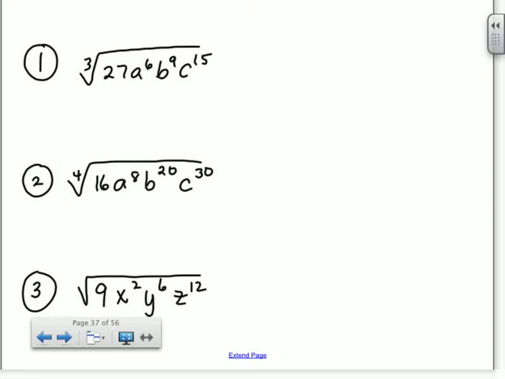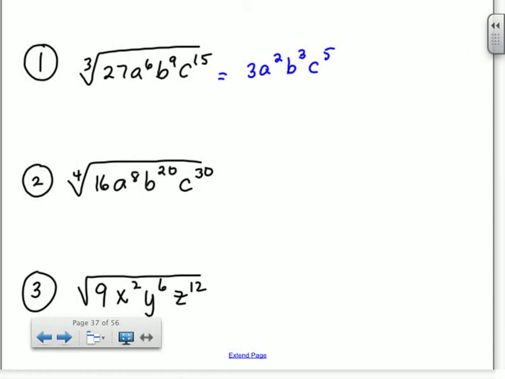So the answer for the first one is going to be the cube root of 27 is 3. The cube root of a to the 6th is a squared, right? A squared times itself 3 times makes a to the 6th. The cube root of b to the 9th is b to the 3rd, and c to the 15th is going to be c to the 5th. You always just divide. So you did like 6 divided by 3. Okay, so you guys all get that for number 1?